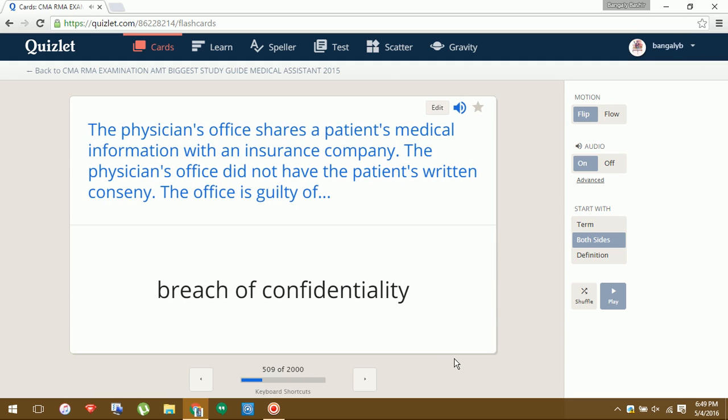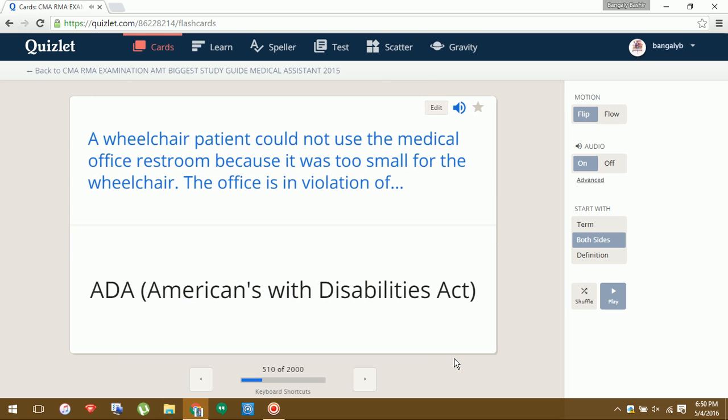The physician's office shares a patient's medical information with an insurance company. The physician's office did not have the patient's written consent. The office is guilty of breach of confidentiality. A wheelchair patient could not use the medical office restroom because it was too small for the wheelchair. The office is in violation of ADA.